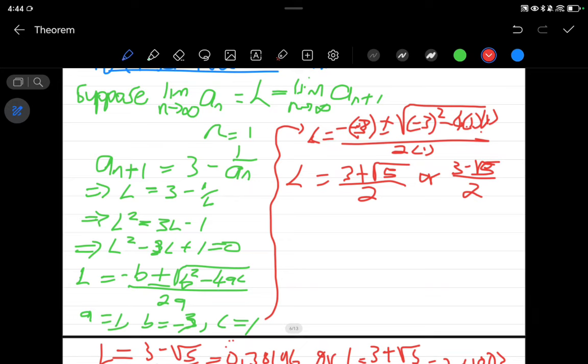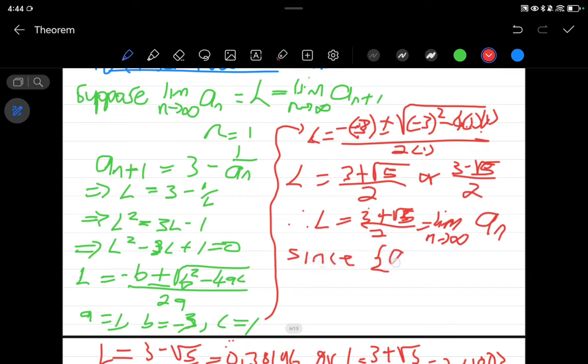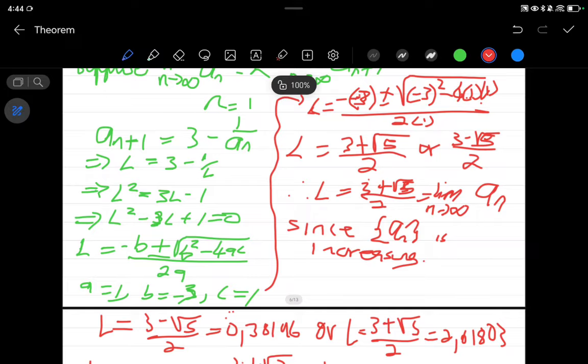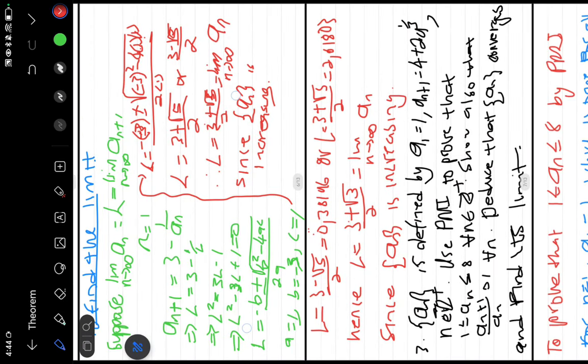But we are increasing here. Remember, this one will be smaller, this one will be bigger. And our sequence is increasing, so we'll take the bigger one. You agree? Therefore, L will be equal to 3 plus root of 5 over 2, which is equal to the limit as n approaches infinity of a of n, since the sequence a of n is increasing. Any question? I'll put it like this so you can see.